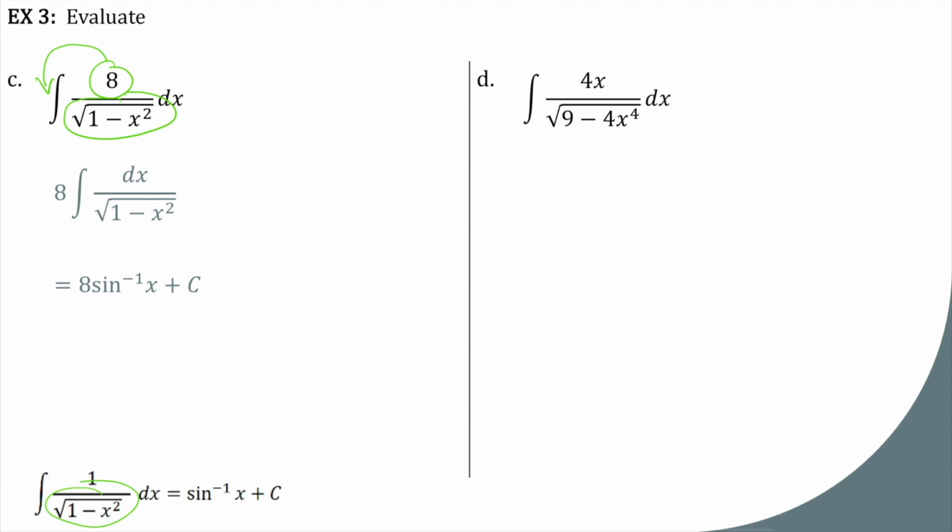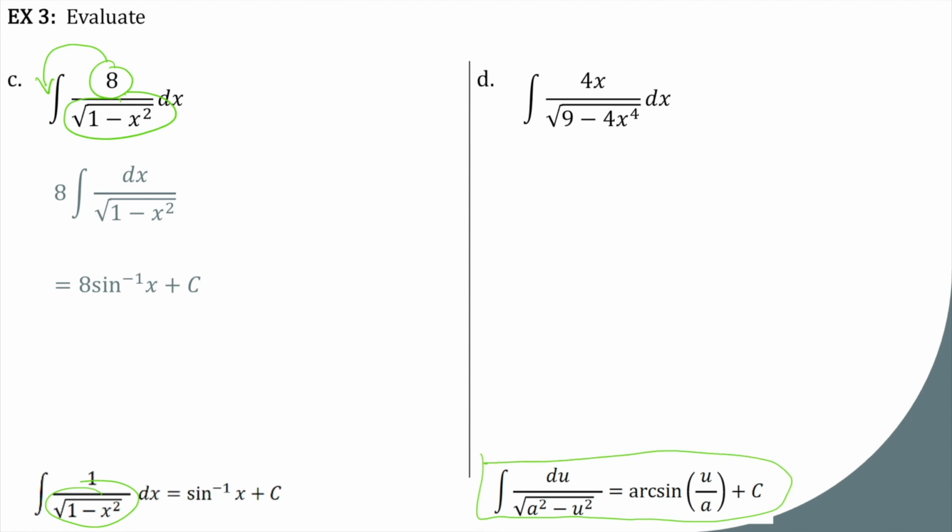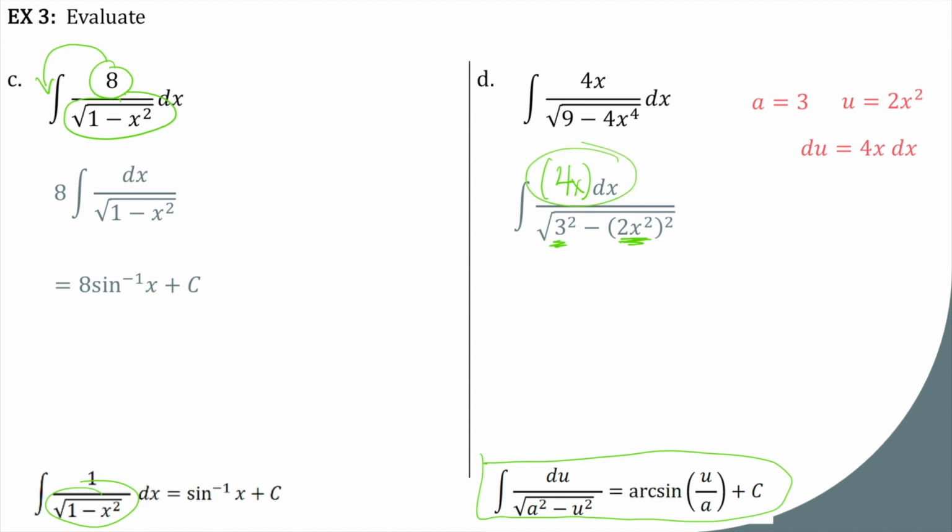For part D, of course, we need to use a more general version of this. So let's start with rewriting it so we can see what is in the A position and what is in the U position. And it looks like I dropped my 4x on the top. There we go. All right, so A equals 3, and in the U position is 2x squared. And du is 4x dx, so that's fabulous.